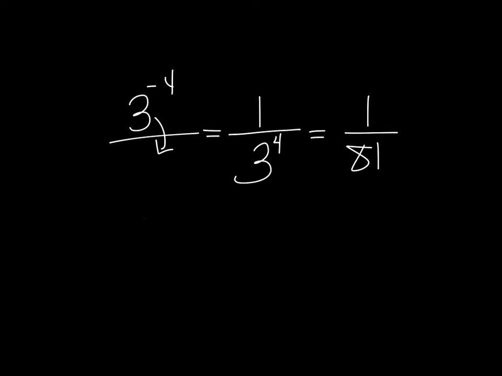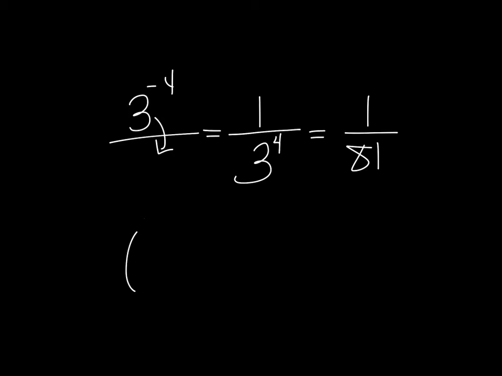3 to the negative 4. Remember that means that the 3 goes on bottom because of the negative exponent. It doesn't turn it negative, it just moves it to the bottom. And now the exponent becomes positive. There's nothing on the top, so we need a placeholder, so we put a 1, and then we do the math, and we get 1 over 81.